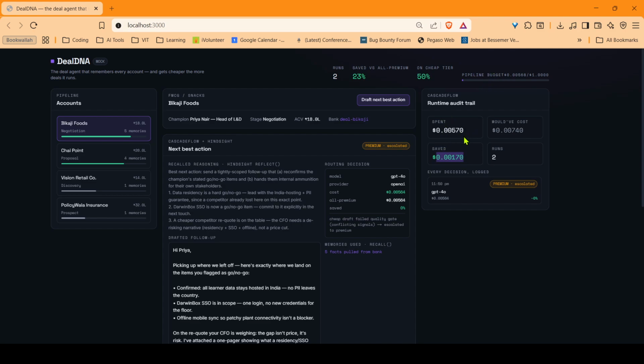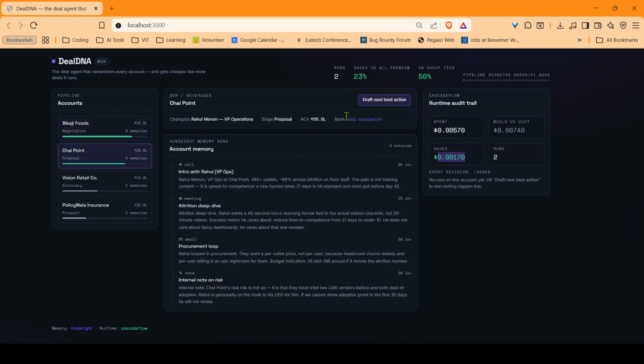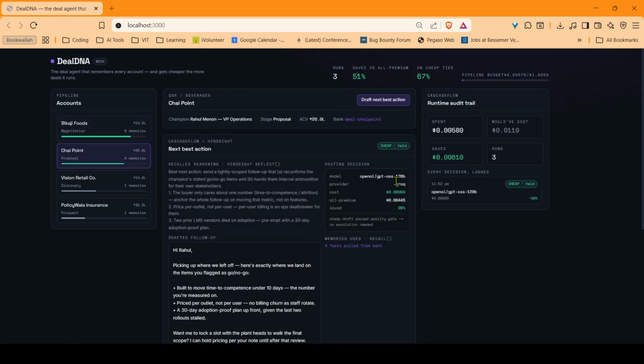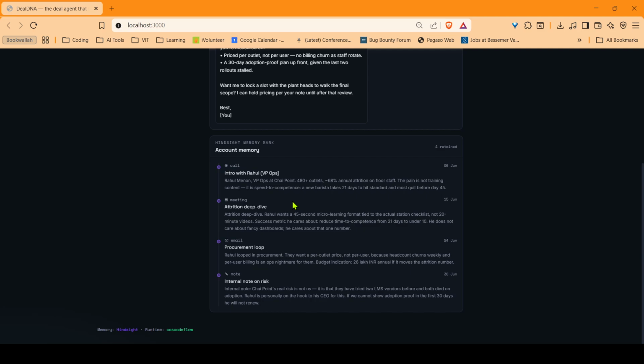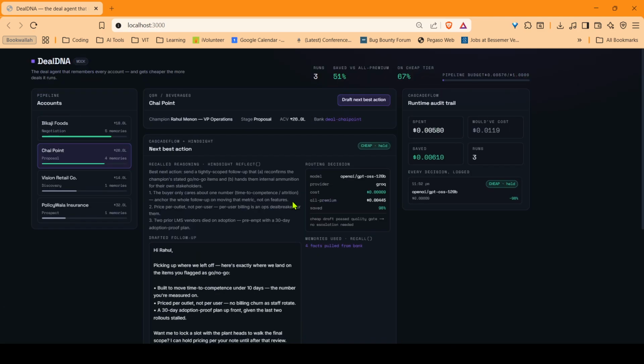And we also see that once, let's say, we run this again for Chai Point, it drops to a local model instead of crashing. And however many drafts there are, say 50, it's still inside the budget, they're still working. Every decision that is made is logged, along with the model, cost, savings, and why it was routed the way it was. And how many runs have been done.